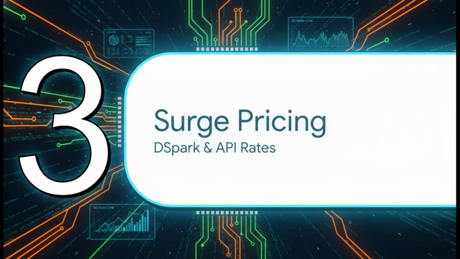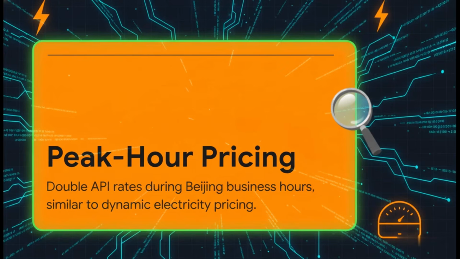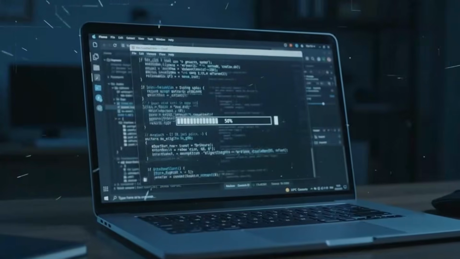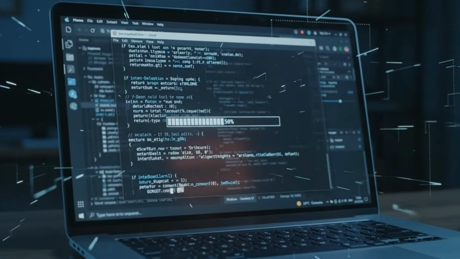Section 3. Surge pricing and speed. So how exactly are they pulling this off? Well, to sustain these costs, they've introduced a fascinating new structural mechanic alongside this stable release, peak hour pricing. To manage their server load, DeepSeek is basically acting like a public utility company now. During Beijing's busiest business hours, which run from 9 a.m. to noon, and then 2 p.m. to 6 p.m., your API usage gets charged at double the off-peak rate.